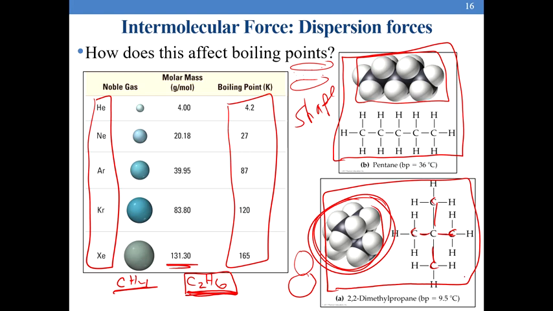So shape is the only other thing that dispersion forces you're going to have to look at. If you see, the boiling point is actually listed, and the boiling point of pentane is much higher than the boiling point of this bottom structure that has the same molar mass. Okay.